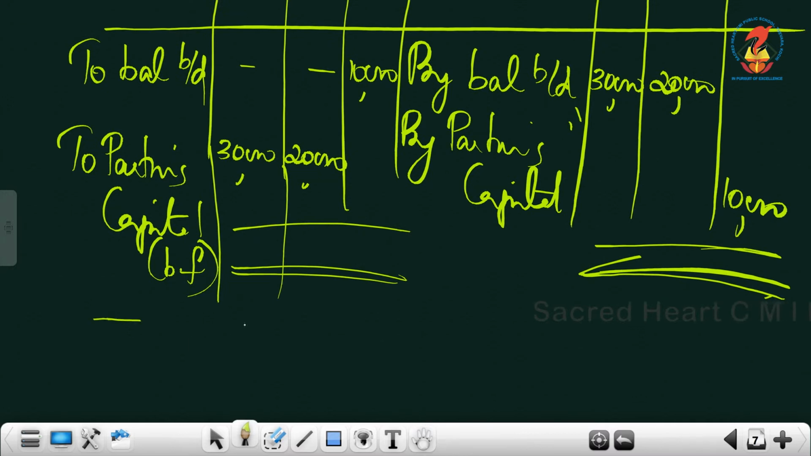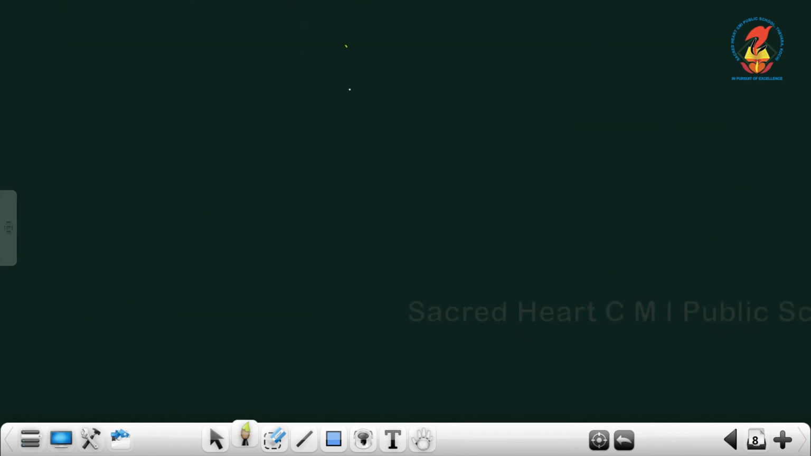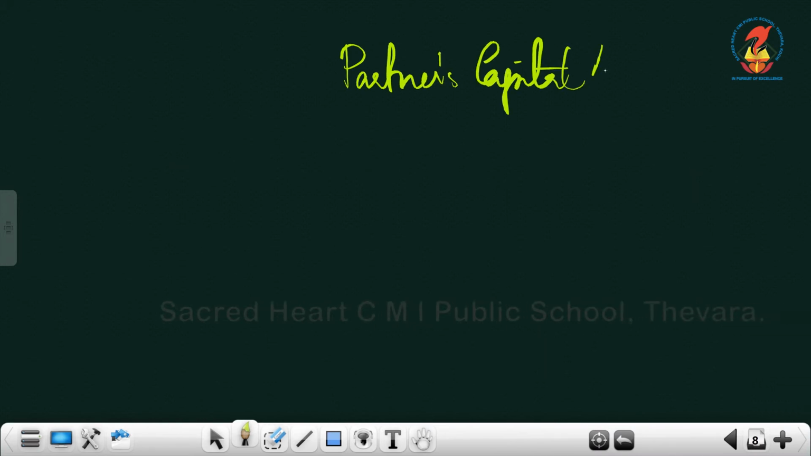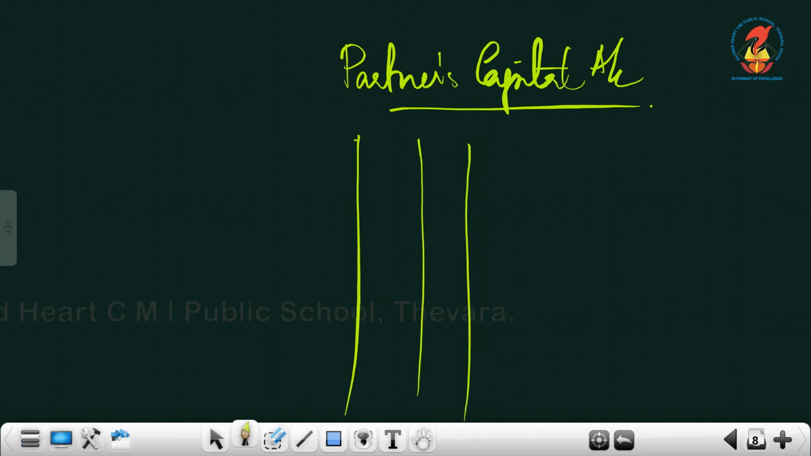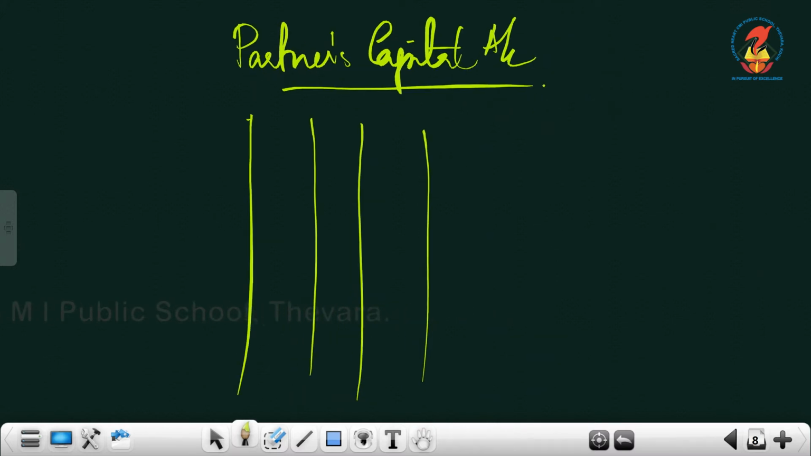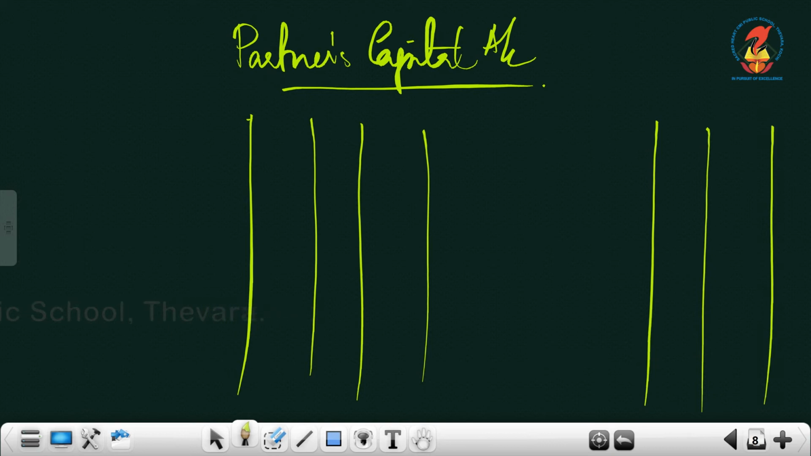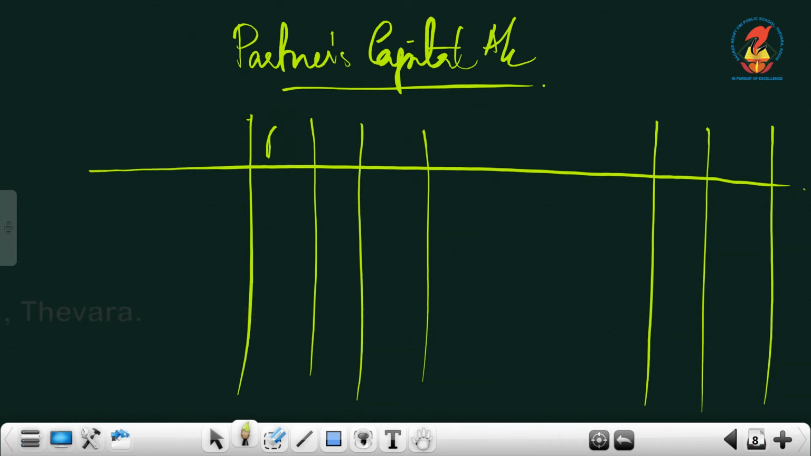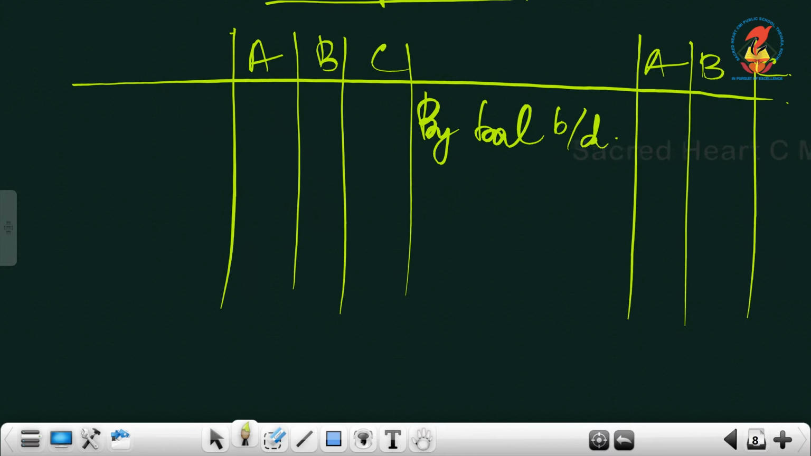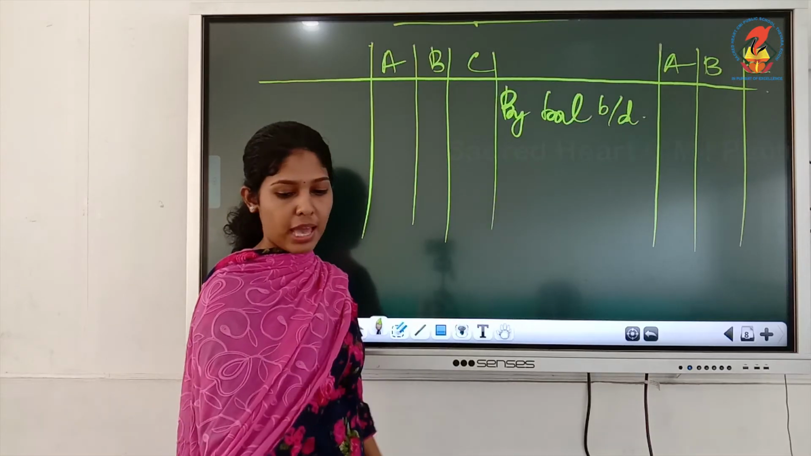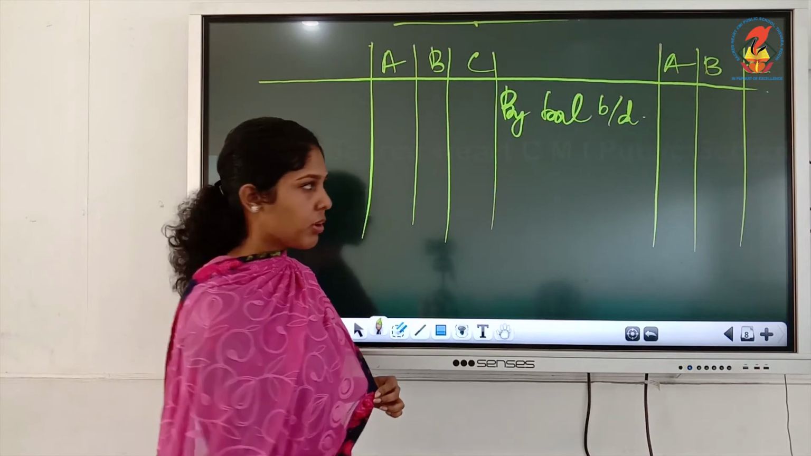You can start the capital account now. And all adjustments as usual will be recorded in partners capital account. Particulars, 3 amount columns we have. And capital account opening balance will be on credit side itself. It is by balance brought down. But there are situations in which we get a debit balance also. But normally capital account will be having a credit balance. 2 lakh, 1 lakh 50, 1 lakh 50.